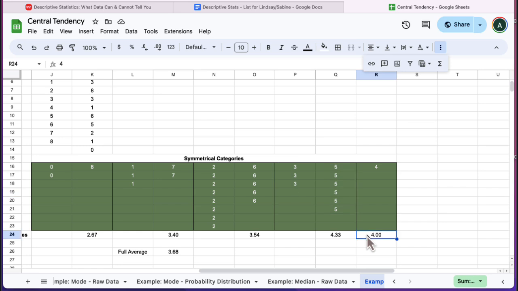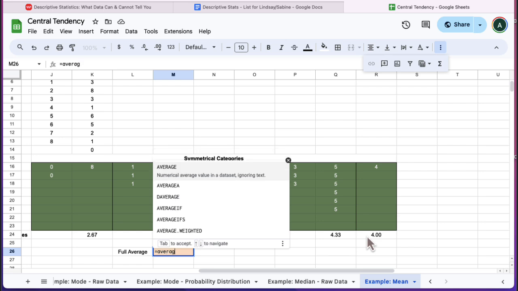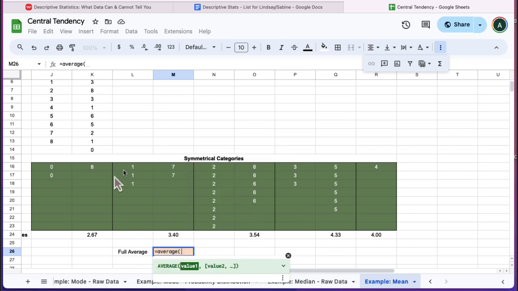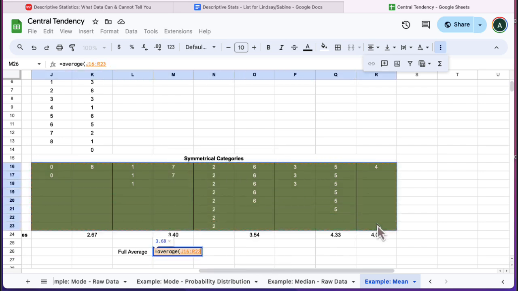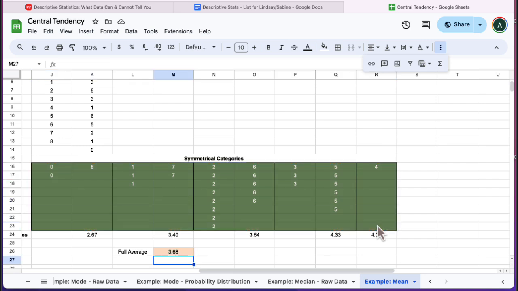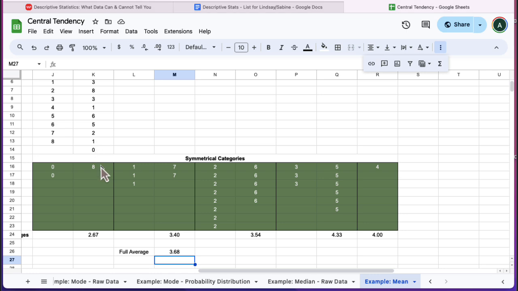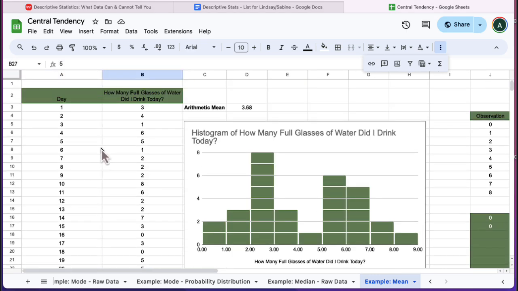So by the time I put all of this together and say I want to just average all of the data, I come up with 3.68, the same as I had when I was just highlighting all of my data and asking what the arithmetic mean was.